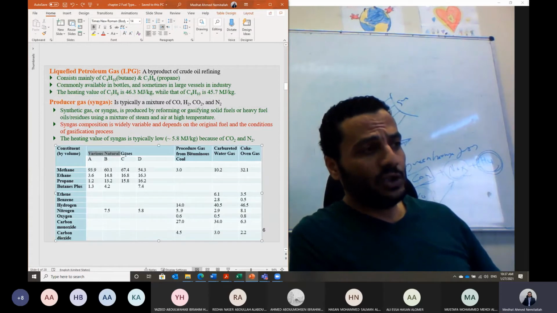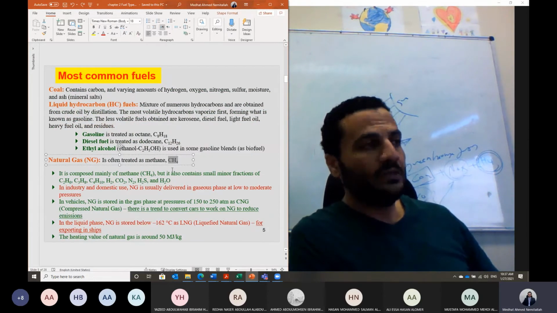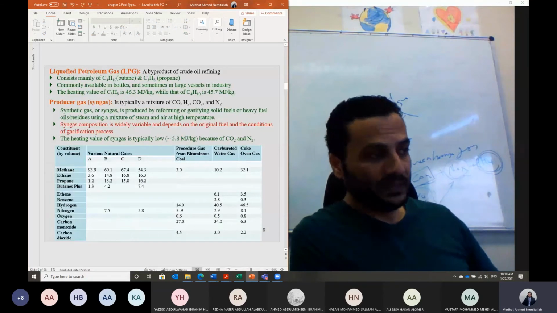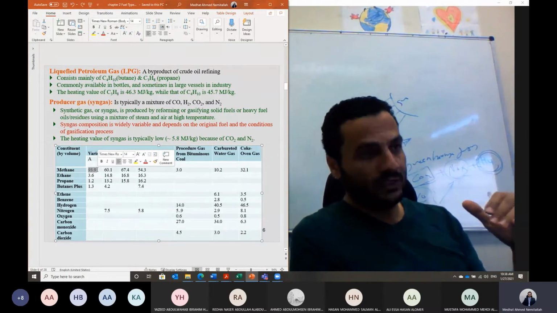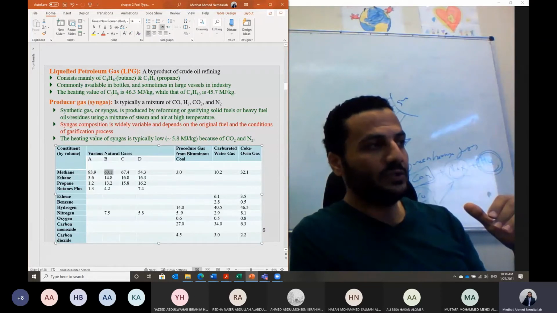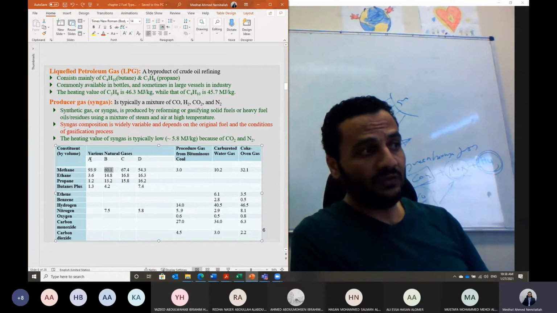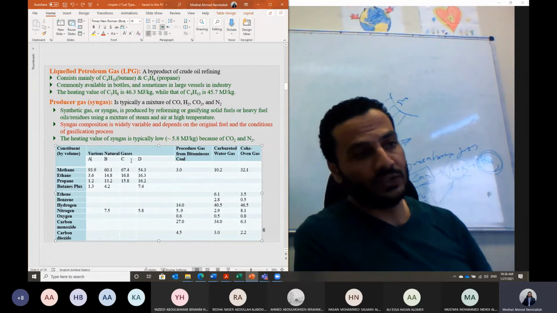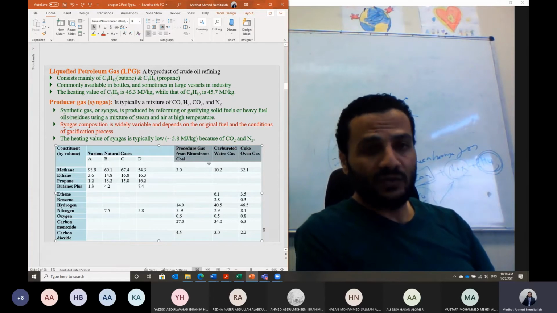Here is natural gas. Natural gas has different grades. Natural gas consists mainly of methane. So as the concentration of methane increases in the natural gas, that means this is higher quality natural gas. If the concentration of methane is reduced, that means this is a lower grade of natural gas. So we have different grades A, B, C, D for the natural gas. Like this also the synthetic gas. We have different synthetic gases.